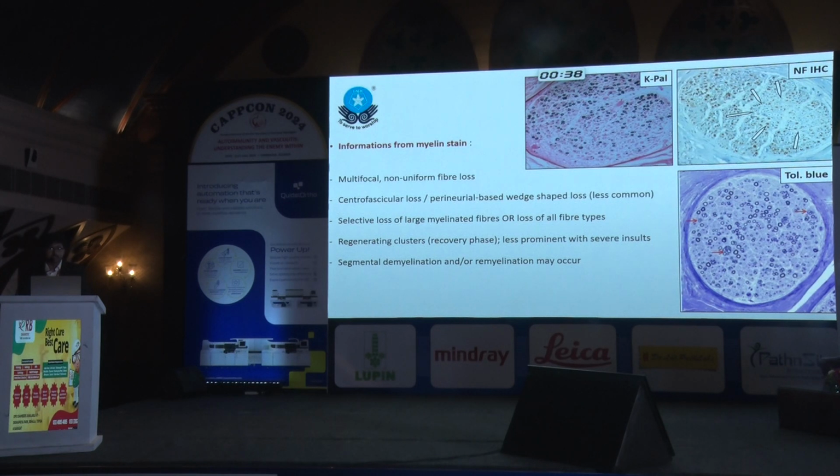Initially selective loss of large myelinated fibers, gradually loss of all fiber types. In recovery phase, we get regenerating clusters as highlighted here, which mean presence of 3 or more axonal sprouts together within a single basement membrane of Schwann cell. This is a semithin section stained by toluidine blue and shows several regenerating clusters. Segmental demyelination can also occur.